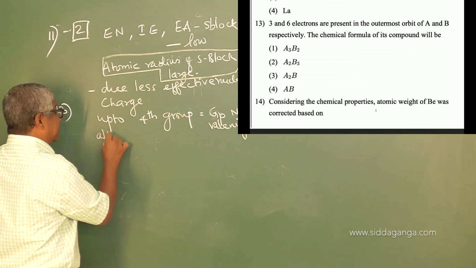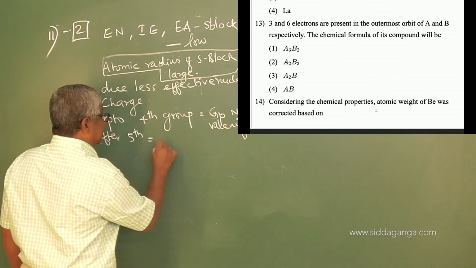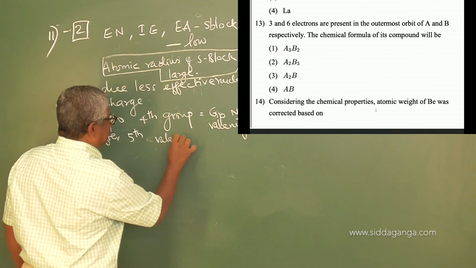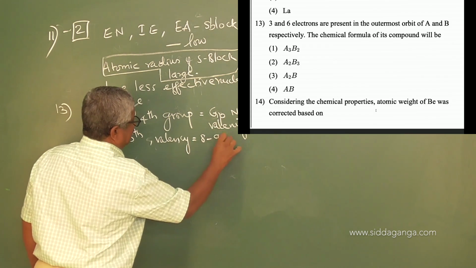After fifth, the valency will be 8 minus group number.